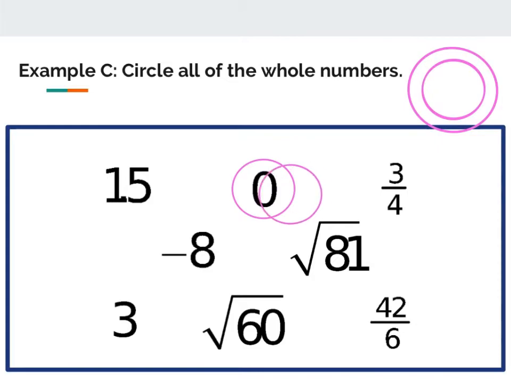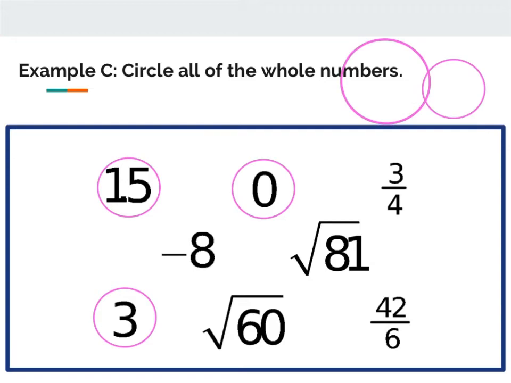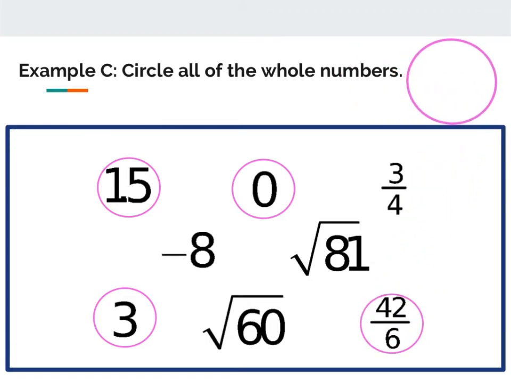15 is a natural number, so I know it is also a whole number. 3 is a natural number, so I know that's also a whole number. -8 has a negative sign, so it's not a whole number. That's not going to work. 3/4 is a fraction. Can't have fractions in whole numbers, so that's not going to work. Square root of 60 is an irrational number because it goes on forever and never repeats. 42 divided by 6 is 7. That is a natural number when I go ahead and reduce it, so I know that's going to be a whole number. And then the square root of 81 is 9, and 9 is also a natural number, so I know that it is a whole number.